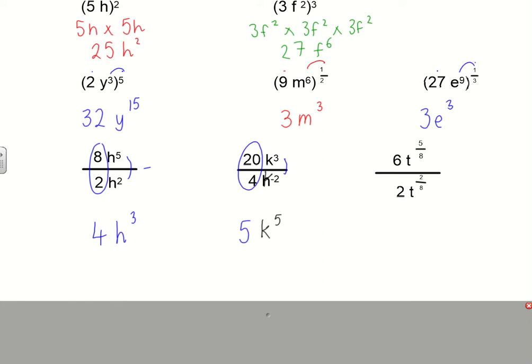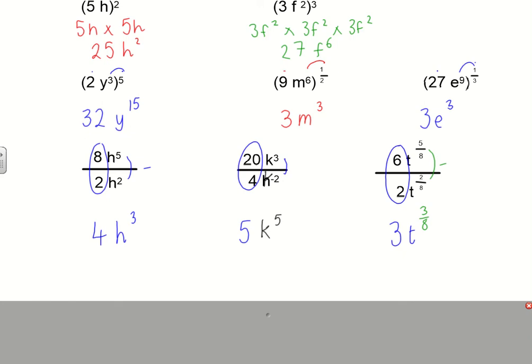And on the last one, same rule, 6 divided by 2, so that's 3t. And then we've got here 5/8 take away 2/8, they've got the same denominator, so that's just going to be 3/8. The rules don't change. They can just be a little bit trickier to apply.